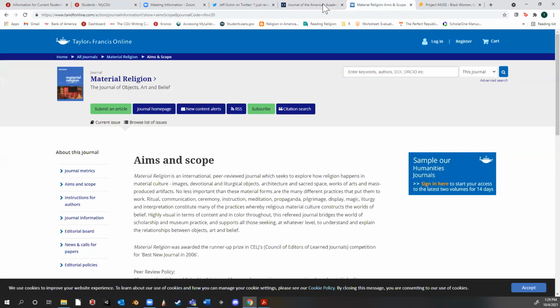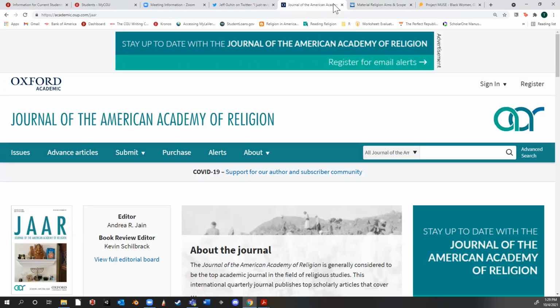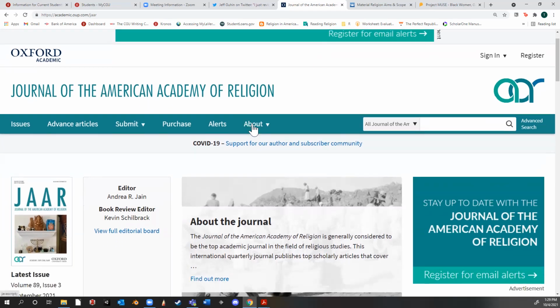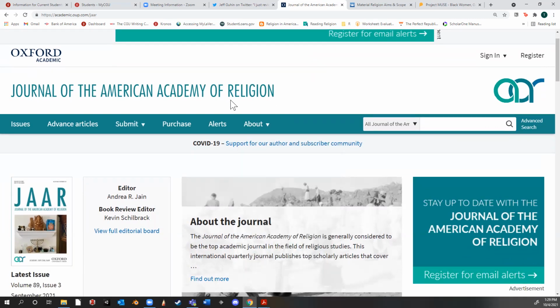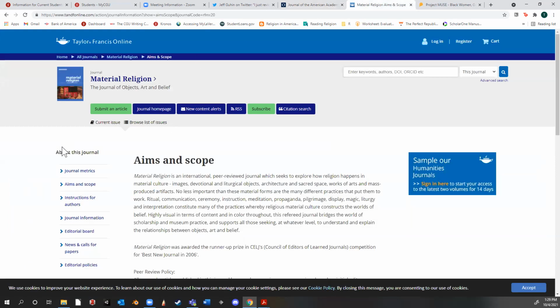No matter the journal, there are a few things that you should always look out for as soon as you find the page that you're interested in. The first thing is they usually have some kind of about. So here's the about page on the Journal of the American Academy of Religion, and then Taylor and Francis always does along the side here.